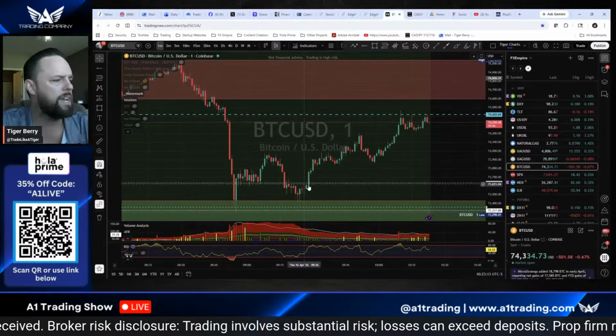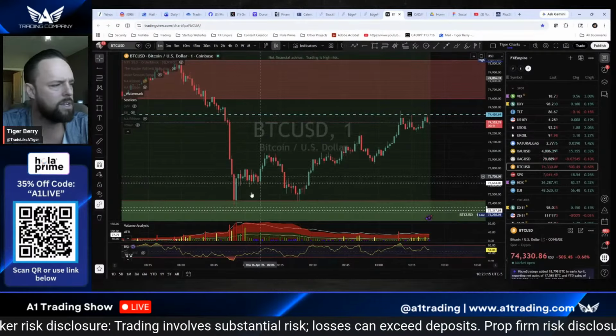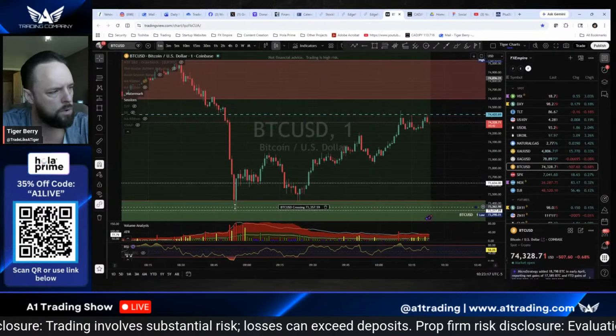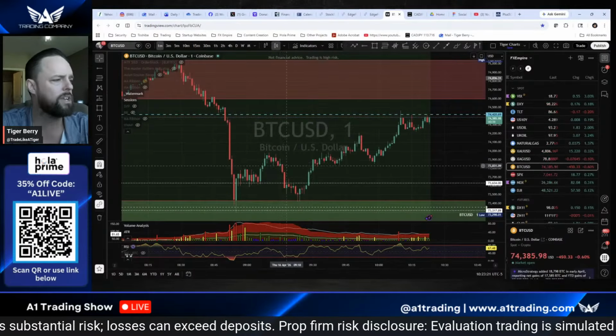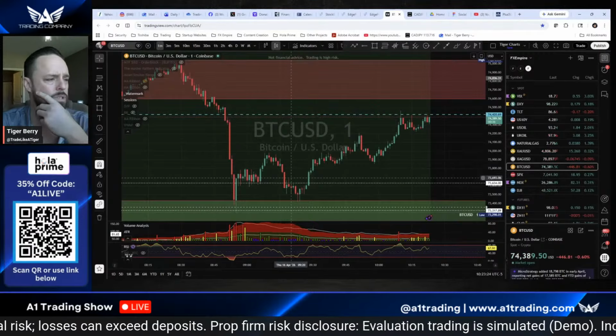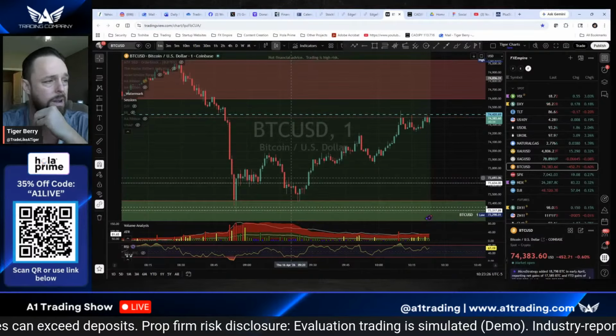So yeah, I had basically got in where this white line is after we pierced into the zone. It's just a little bit of a reaction move. I don't think it's anything that's going to continue to push risk off movements, or at least that's what I'm banking on.